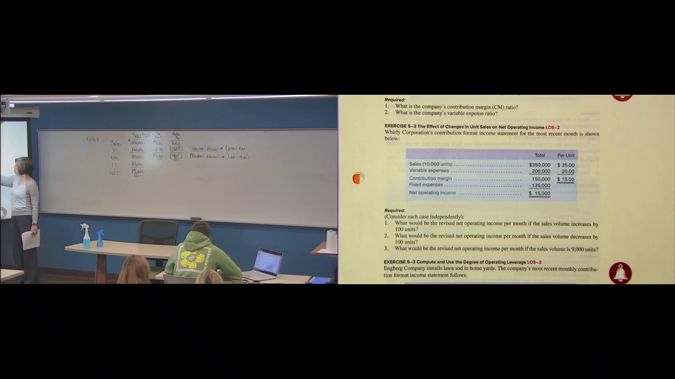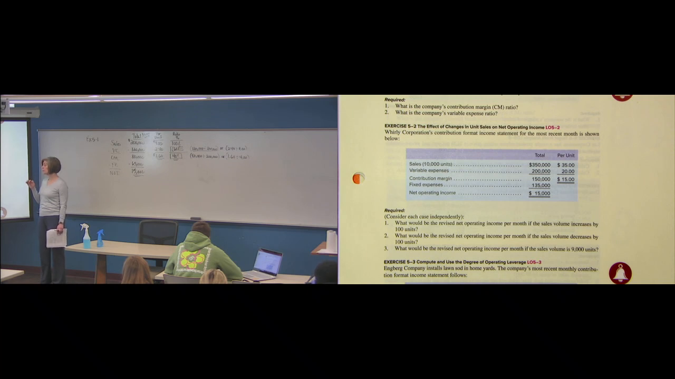So 35 minus 20 is 15, right? And 350 minus 200 is 150. But 150,000 divided by 10,000 units is also $15. So the math works in all directions there, right? And then we have fixed expenses of 135,000 to give net operating income of 15,000.